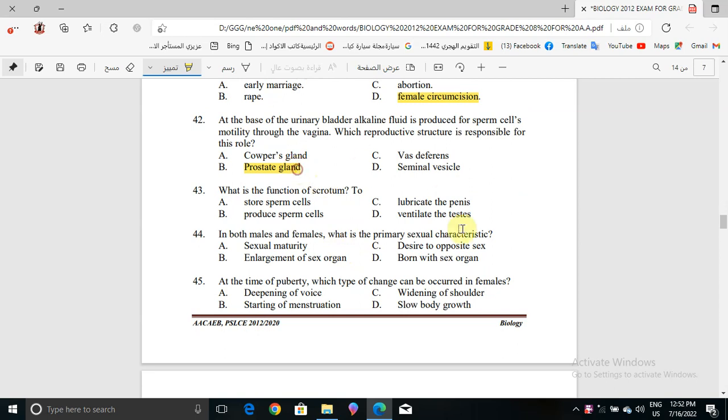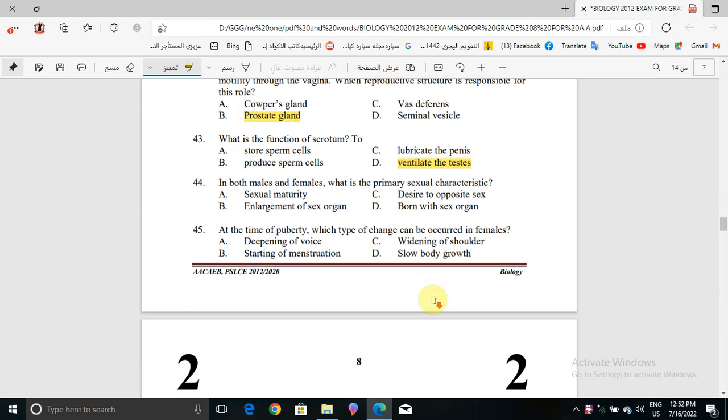Now question number 43. What is the function of the scrotum? To store sperm cells, to produce sperm cells, to lubricate the penis, or to ventilate the testes? The correct answer will be to ventilate the testes. Now question number 44. In both males and females, what are the primary sexual characteristics? Primary sexual characteristics means that both of them have the same thing from birth. That means the correct answer is being born with sex organs. Both of them were born with sex organs, but sexual maturity, enlargement of sex organs, and desire for the opposite sex are secondary sexual characteristics.